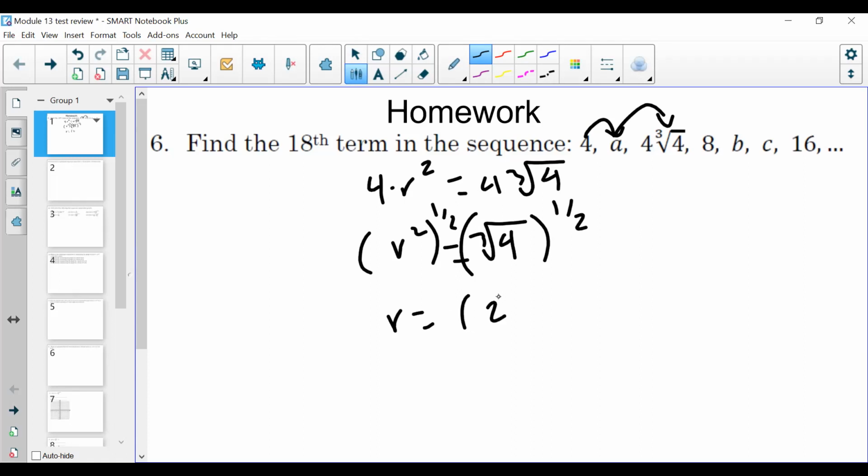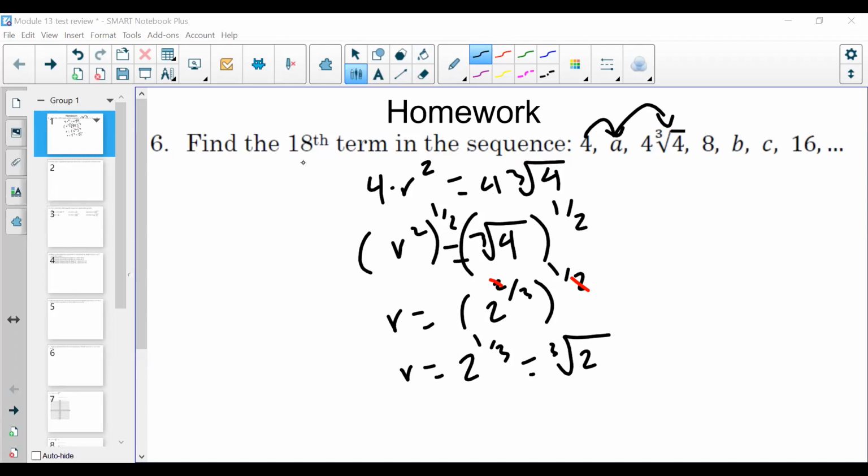I can rewrite that as 2 squared divided by 3. It's the same exact thing. To the 1/2. When you distribute the 1/2 in, or you do 2/3 times 1/2, these 2's cancel out. And what I'm left with is R equals 2 to the 1/3, or the cube root of 2. So that's what R is going to be. R is the cube root of 2.